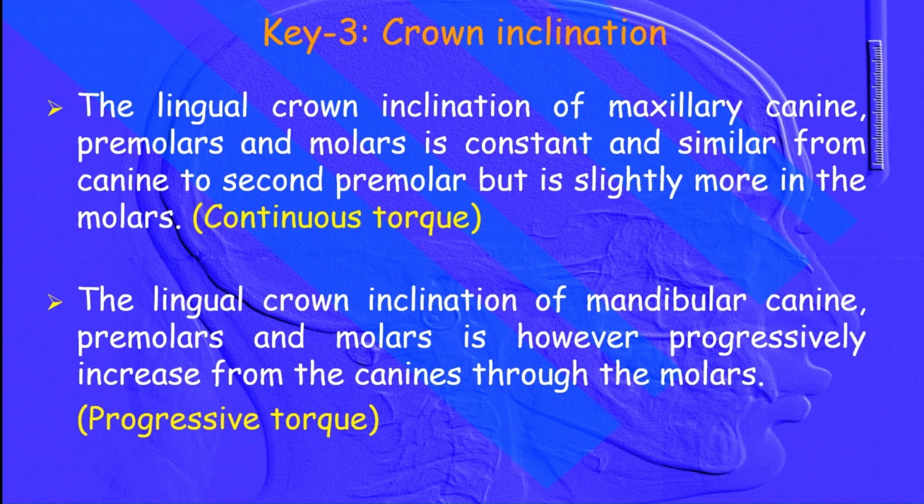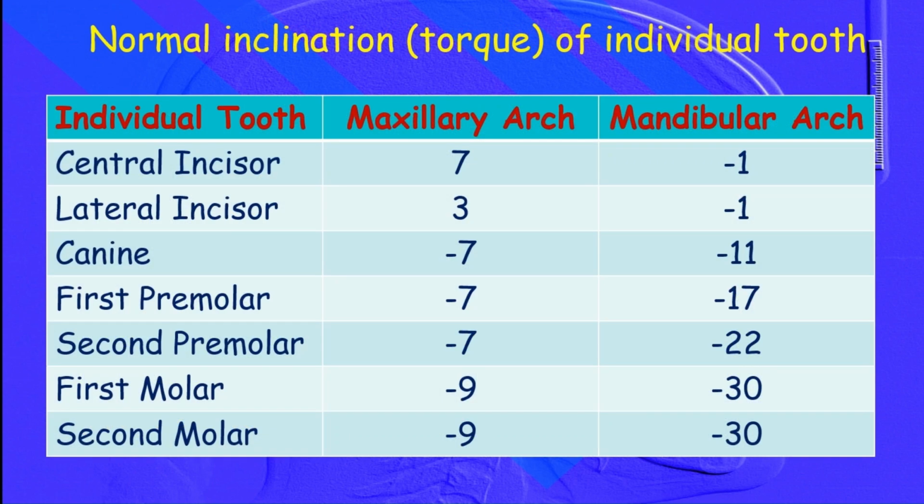In contrast to the maxillary arch, the lingual crown inclination of mandibular canine, premolars, and molars is progressively increased from the canines through the molars. This type of torque is called progressive torque. In this table, normal crown inclination of individual tooth in the maxillary and mandibular arches is summarized.